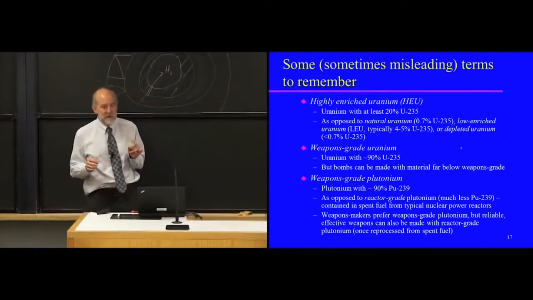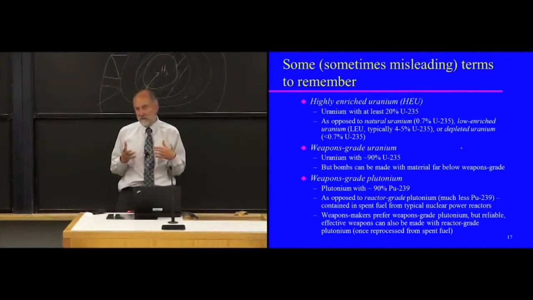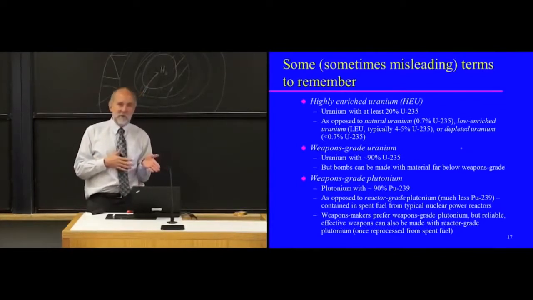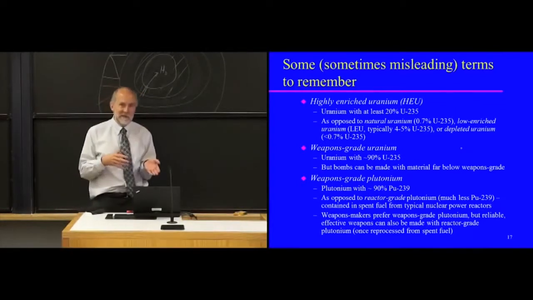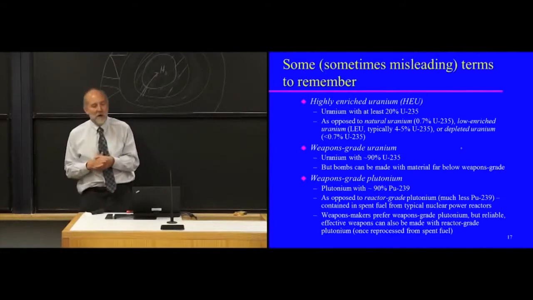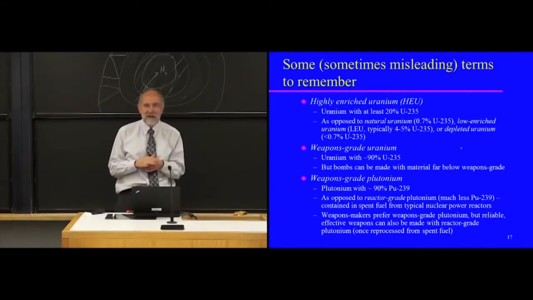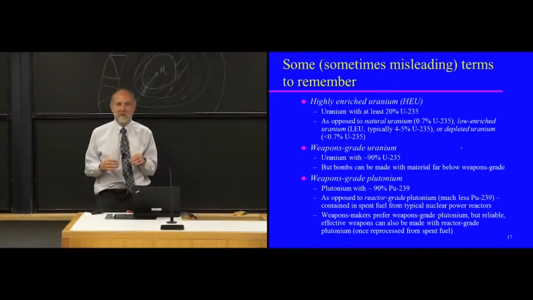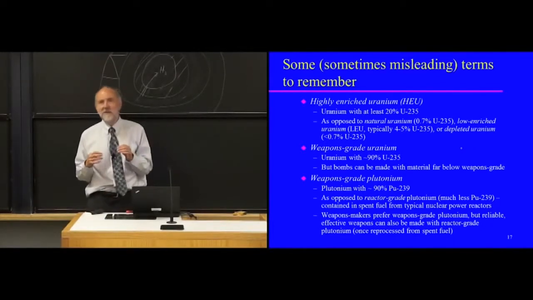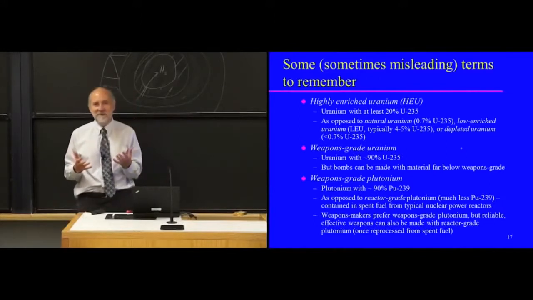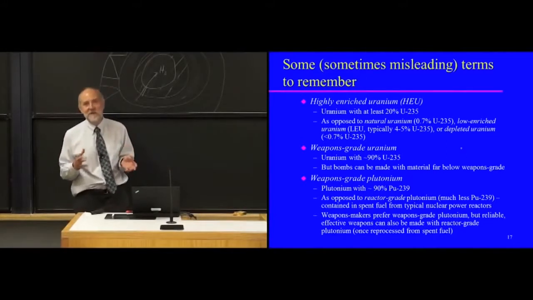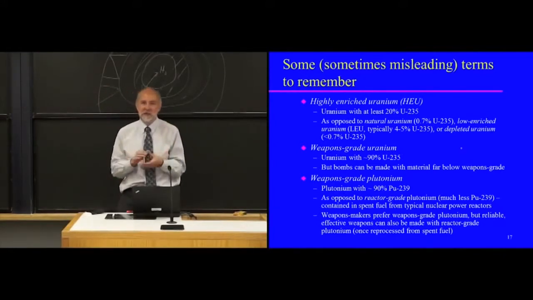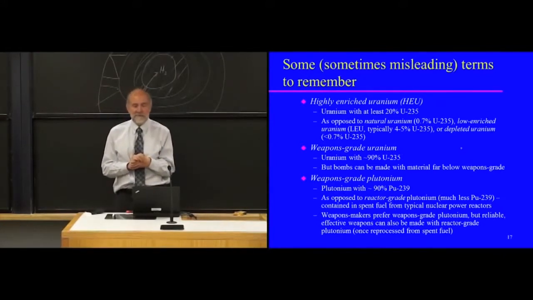Weapon-grade uranium is typically, it's a little bit different in different countries, but it's typically uranium, certainly with 90% or more. In the United States, it's officially 93% or more uranium-235. But bombs can be made with material that is much less than weapon grade. It's an irony of history that the Hiroshima bomb, the first ever nuclear weapon used in war, was not made out of weapon grade material. It was made out of 80% enriched, highly enriched uranium.